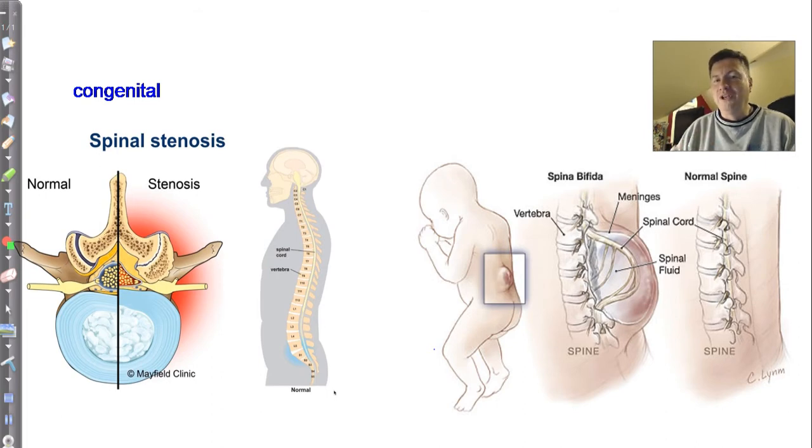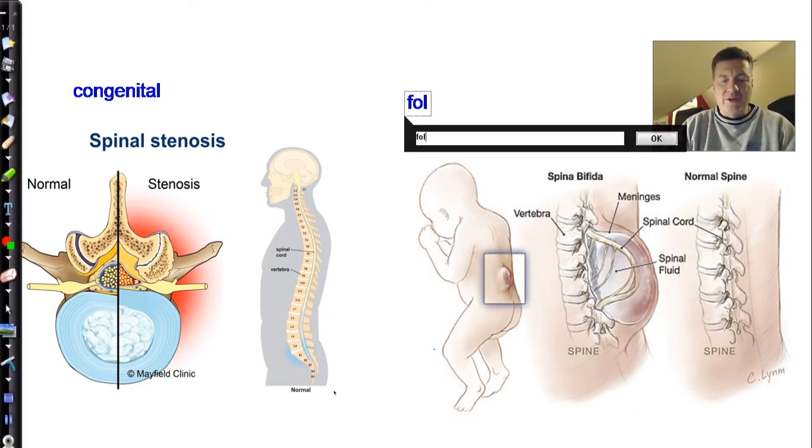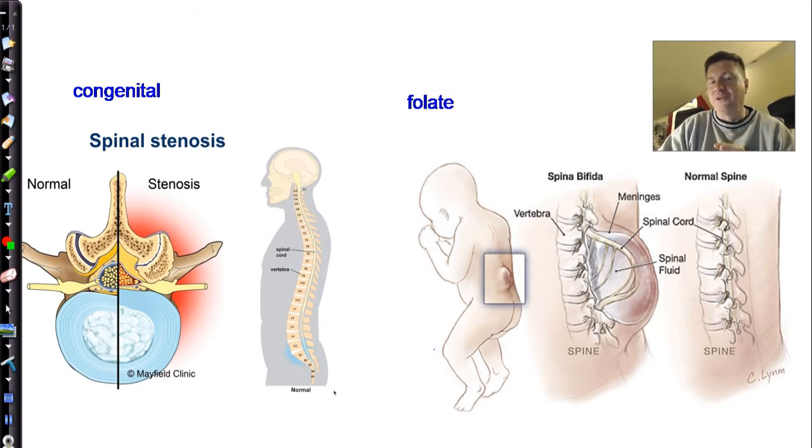And so we know when women are planning on getting pregnant, we put them on prenatal vitamins to ensure they have plenty of B vitamin, plenty of folate. Let me give you that one too. Plenty of folate in their diet, because that seems to be a major risk factor.